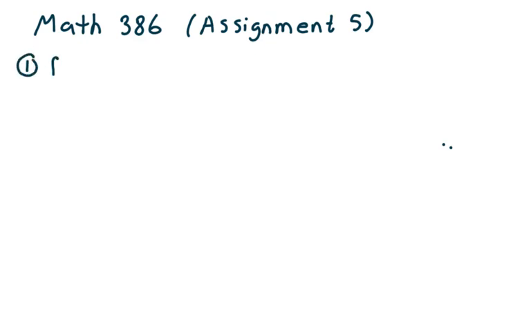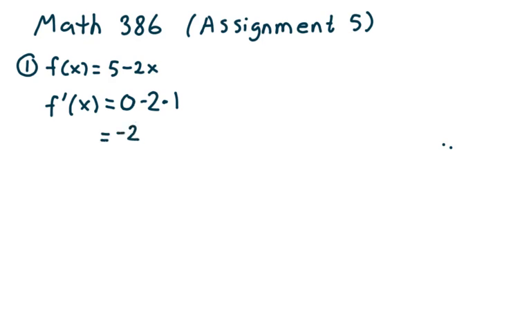Problem 1, we have f of x is equal to 5 minus 2x. And I want to find the derivative. So I have to label this f prime of x. The derivative of 5 is 0. The derivative of x is 1, and so we get 0 minus 2 times 1, which is equal to negative 2. Number 2.